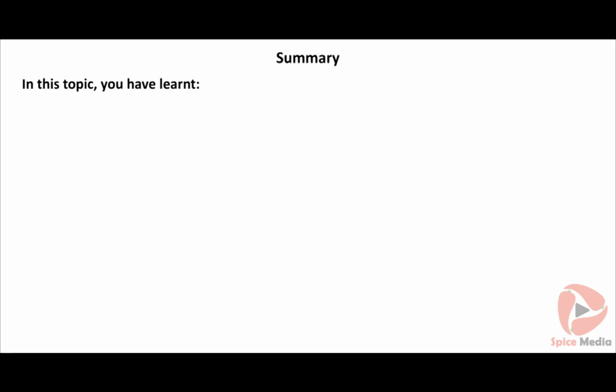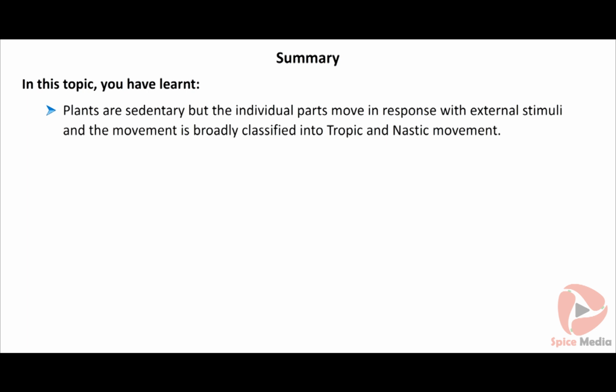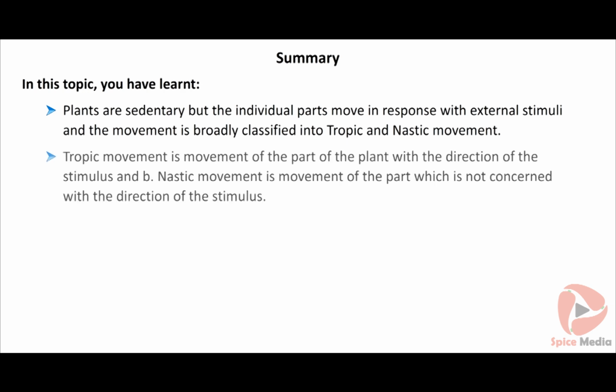In this topic, you have learnt plants are sedentary, but the individual parts move in response to external stimuli, and the movement is broadly classified into tropic and nastic movement. Tropic movement is movement of the part of the plant with the direction of the stimulus, and nastic movement is movement of the part which is not concerned with the direction of the stimulus.